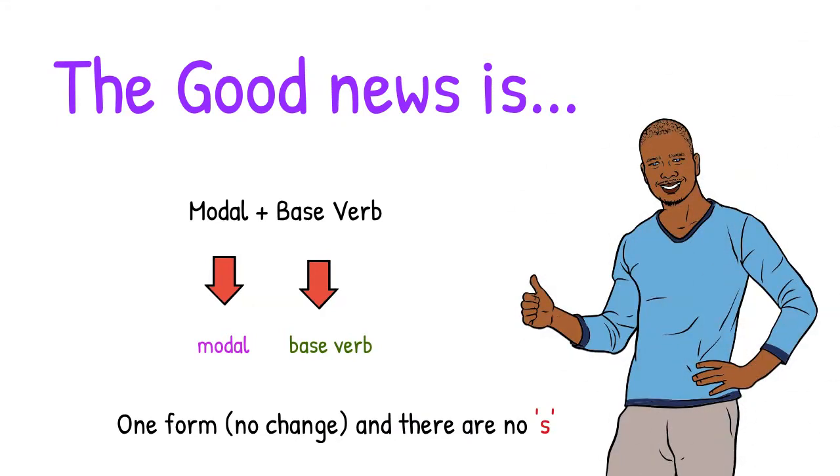But the good news is modals are very easy to use grammatically. Simply use the modal word like will or can and a base verb. It has one form and there is no change. So there's no third person S.